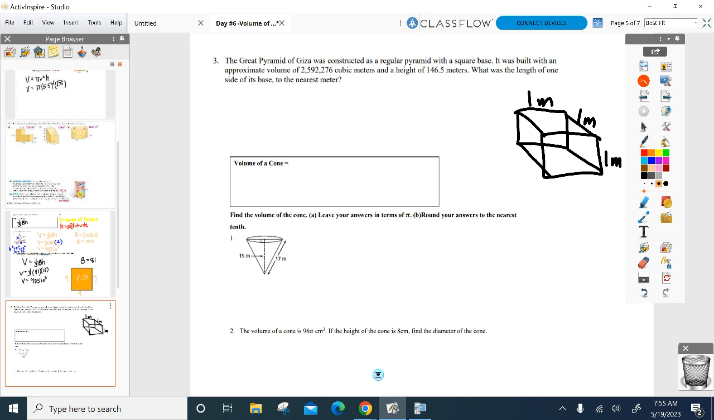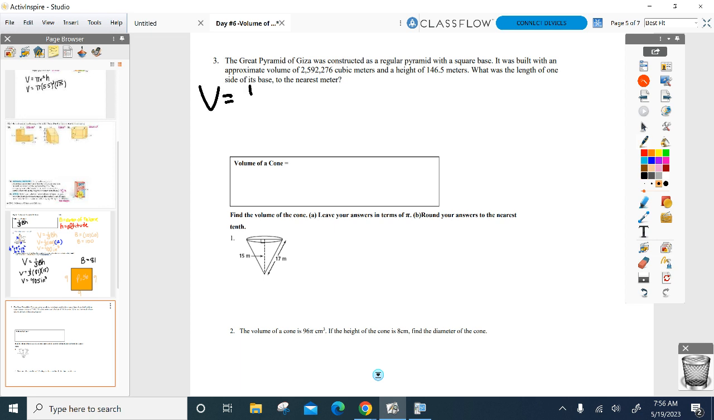We good? Okay. All right. What are we looking for? Find the length of one of the sides of the base. Here we go. It's going to be a good one. Well, it's a pyramid, and I know the volume. So 1/3 BH. I just don't want to fly through this. Volume, I'll plug that 2 million in over there.